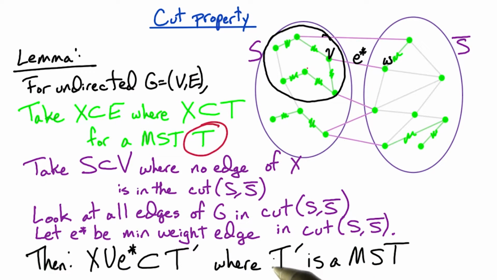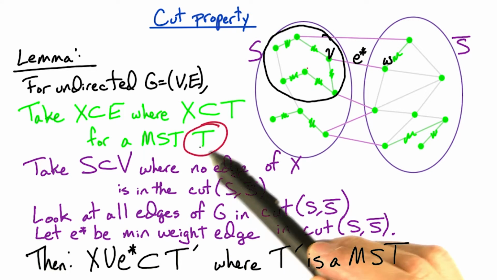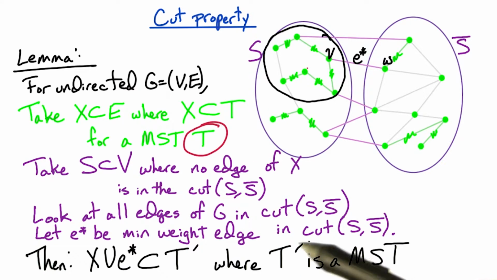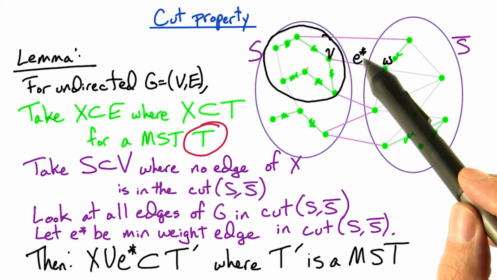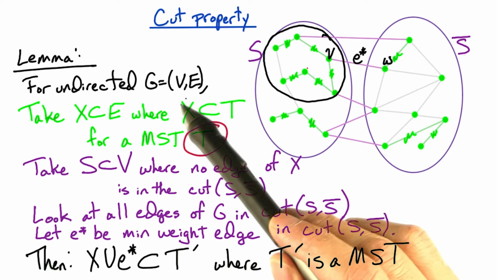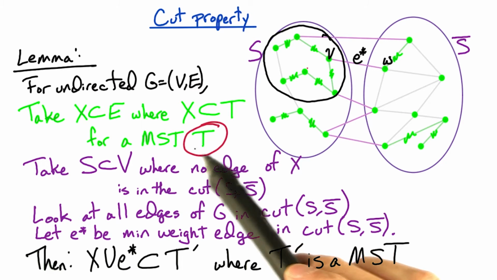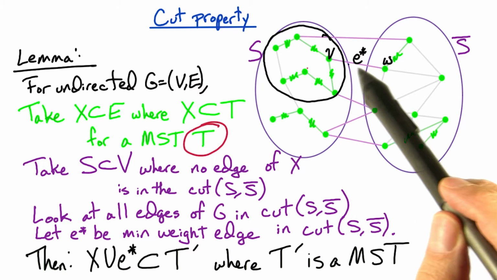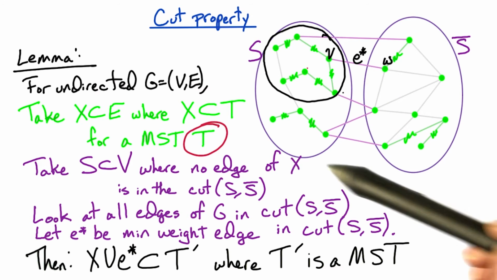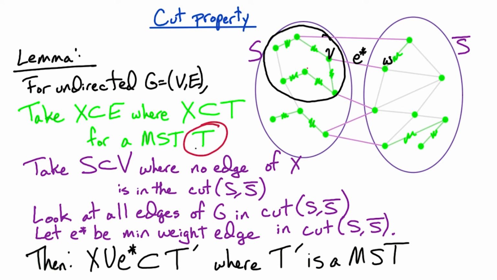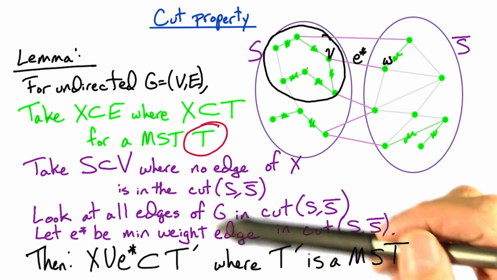So what happens if edge E star is not in the tree T? Well, then we're going to construct a new tree T prime where the weight of T prime is at most the weight of T. And in this tree T prime will be the edge E star and also X. And we'll construct this tree T prime by modifying the tree T slightly, by adding in the edge E star and then removing an edge in order to construct a new tree. So let's go ahead and dive into the proof of the cut property.